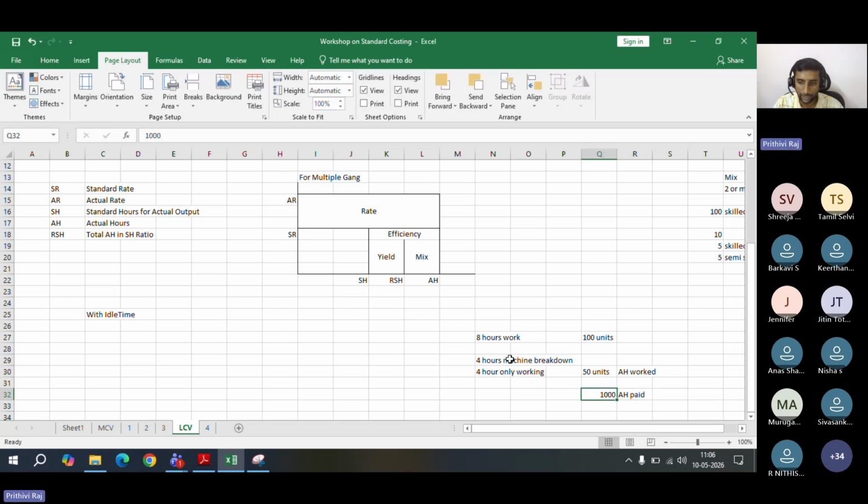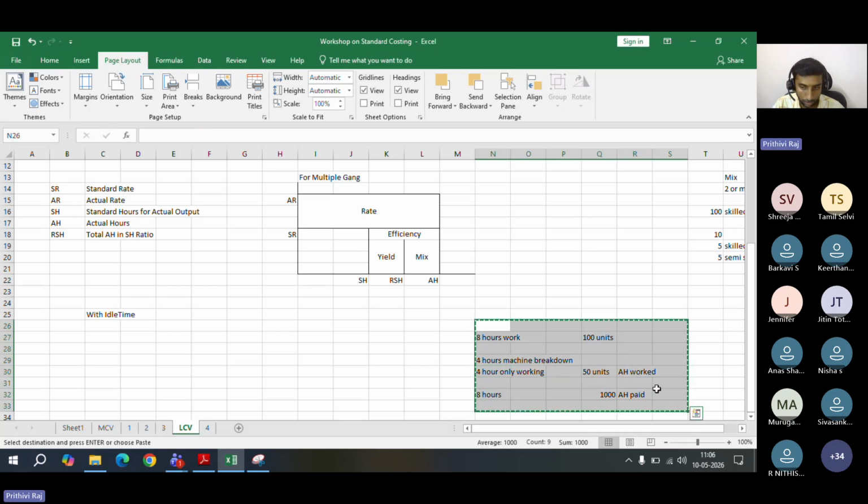For payment, you will take the full 8 hours into consideration. For efficiency, you will be considering only the 4 hours. For payment, you consider 8 hours, but for efficiency, you calculate the 4 hours. Just have this in your mind. Now we are going to the graph. Why I explained this, you will understand once I put the graph.